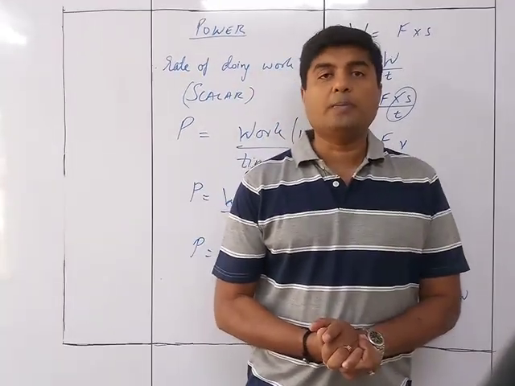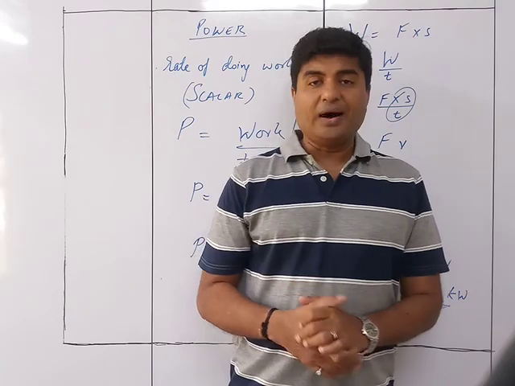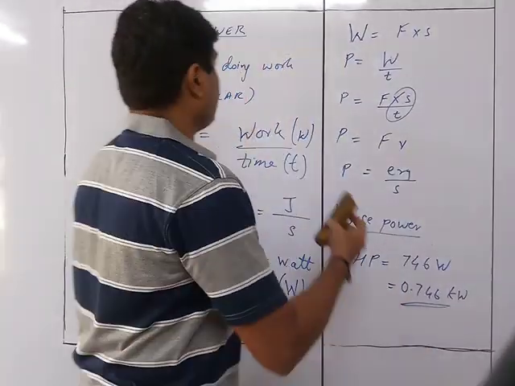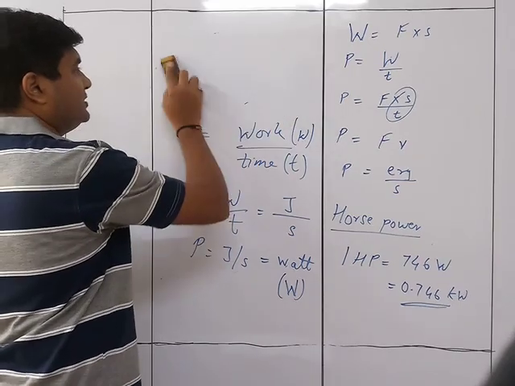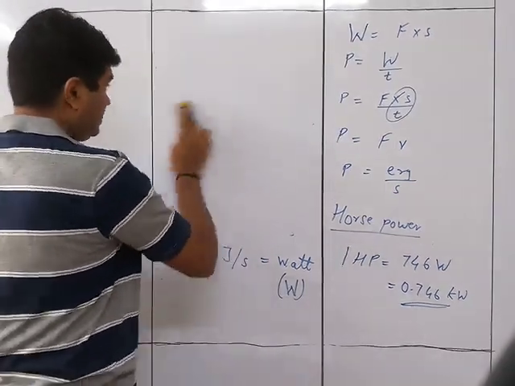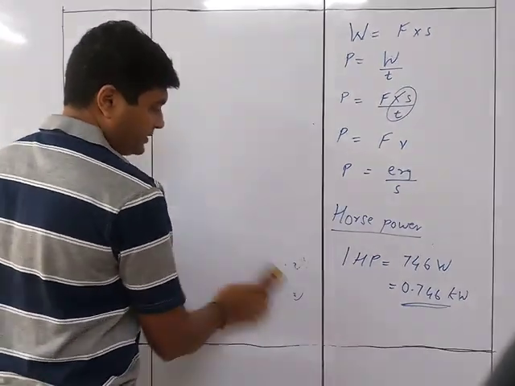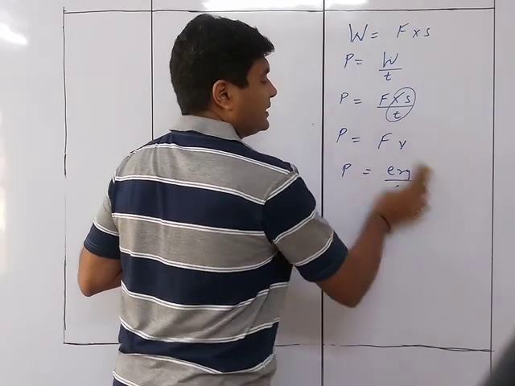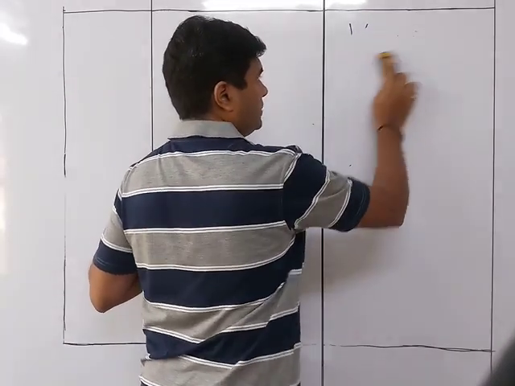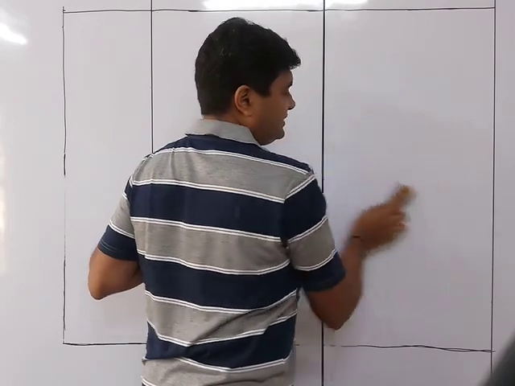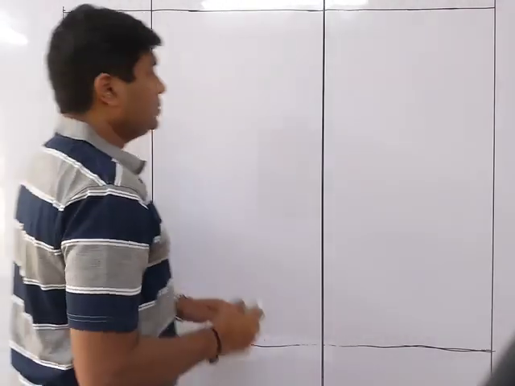So this was about the power part of the chapter. Now we come to the last part of the chapter, and that is energy. Yeah, energy is the capacity to do work. Okay, so this is the definition of energy. Energy is the capacity to do work.